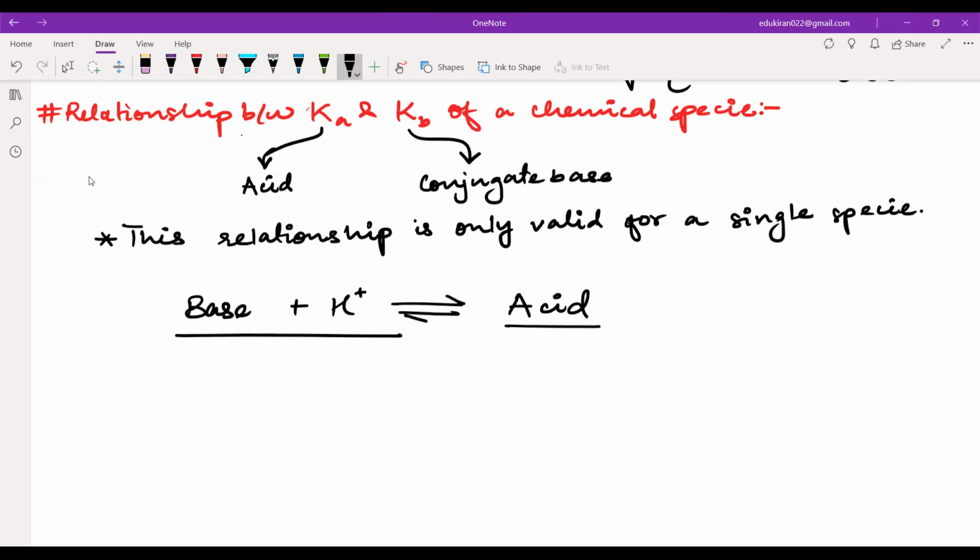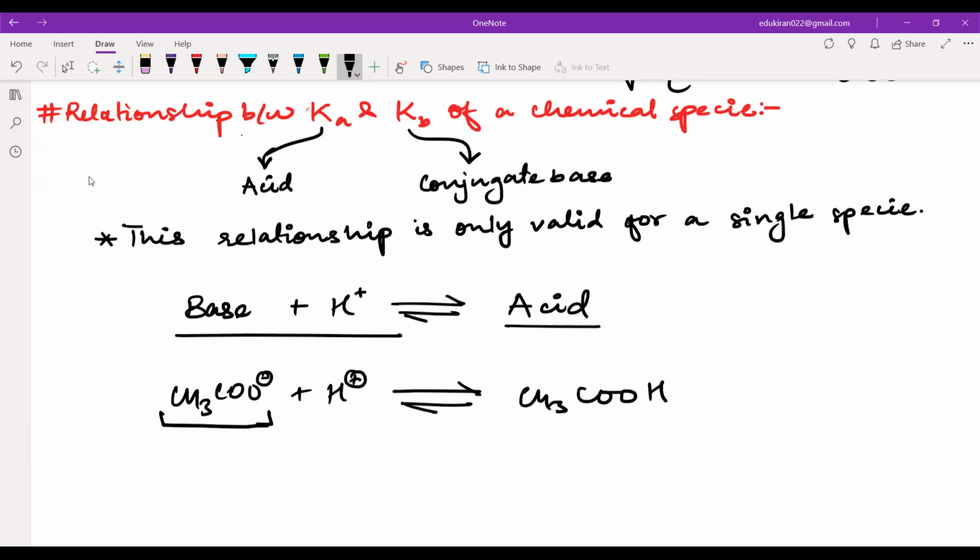You can write an example. You can say that CH3COO negative plus H positive is going to give me CH3COOH. Right. So in this case, this CH3COO negative species is acting as a base because it is adding H plus to it. And this CH3COOH, if you look at the backward reaction, is acting as an acid. Why? Because it is liberating the H plus ion.